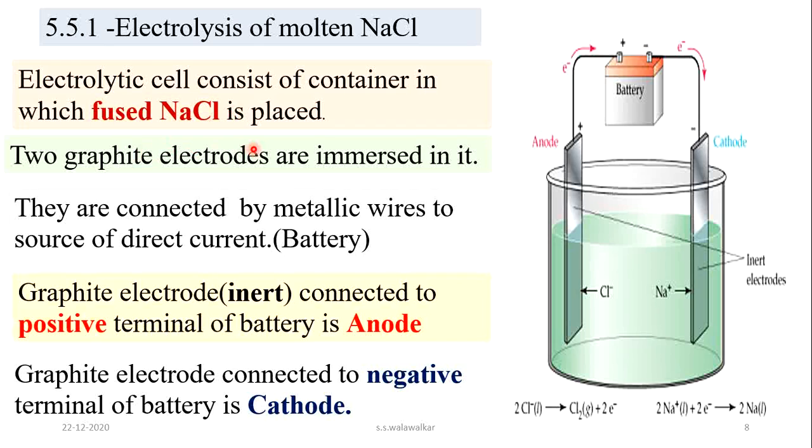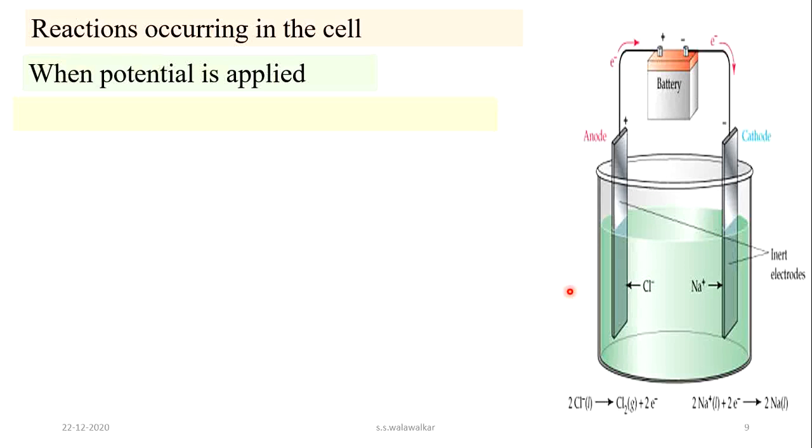Two graphite electrodes are immersed in it, and these are connected by a metallic wire to the source of direct current, that is a battery. One electrode is connected to the positive terminal of the battery, which is called the anode, and the other electrode is connected to the negative terminal of the battery, which is called the cathode. This is about the construction of the electrolytic cell which contains molten sodium chloride. Now we will see the reactions.